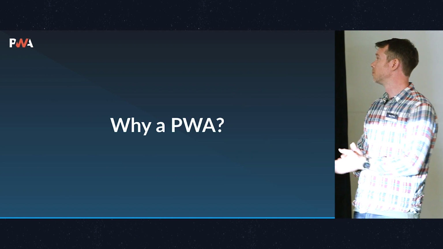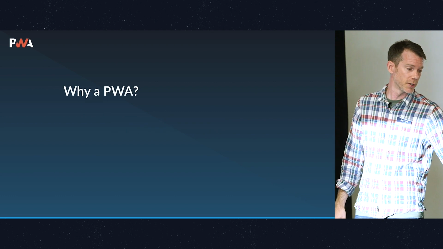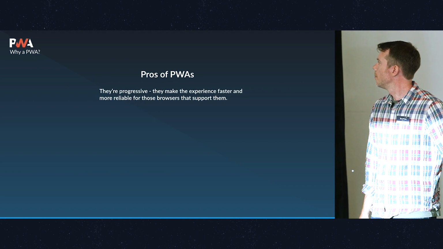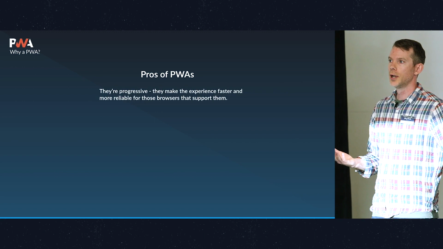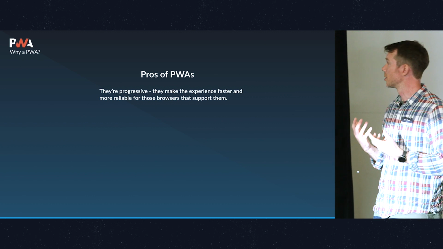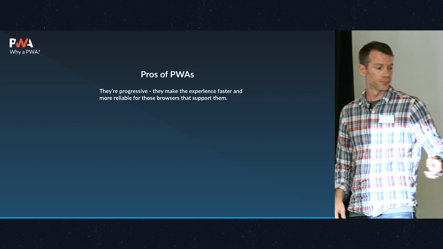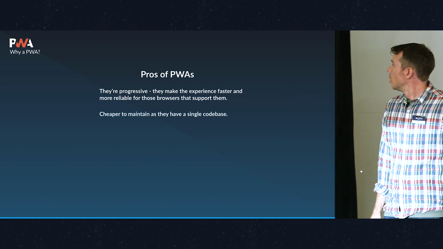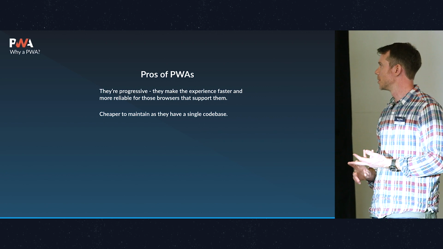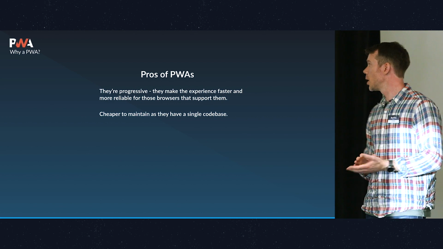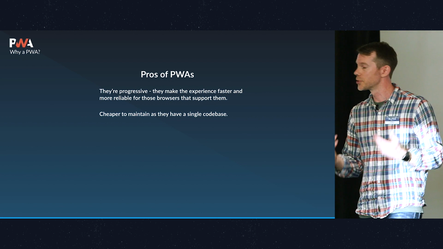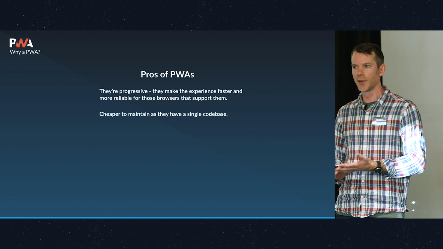So why would you build one in the first place? Let's have a look at some of the pros of PWAs. As I said before, they're progressive. So if your browser doesn't deal with them properly and doesn't understand them, they'll still work. They're cheaper to maintain. It's a web app. It's HTML, it's JavaScript, it's CSS, it's all that sort of thing. So you don't need to build a separate iOS app or something like that. And so you don't need to hire separate developers.